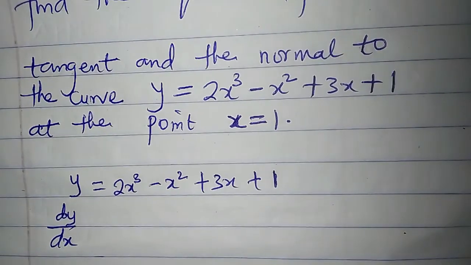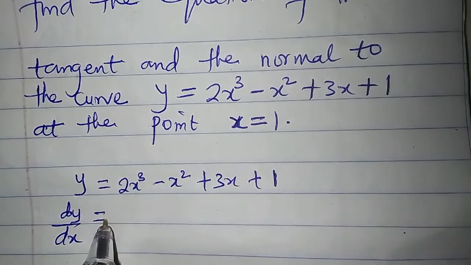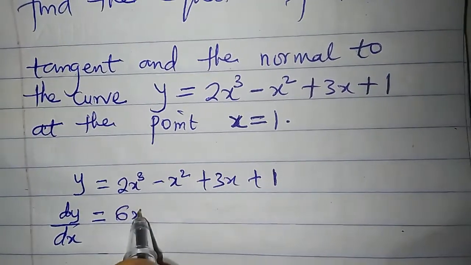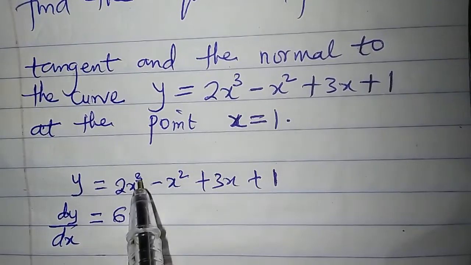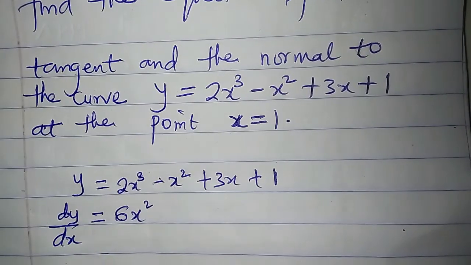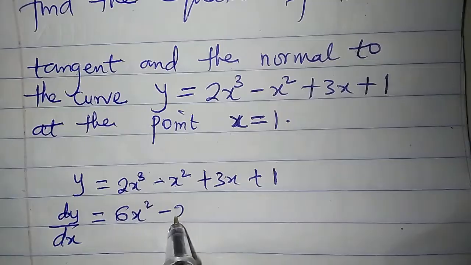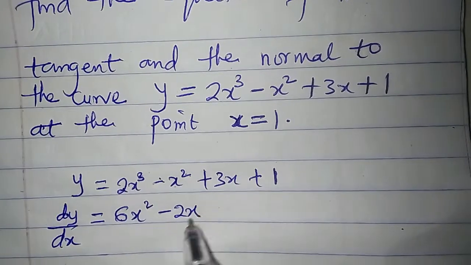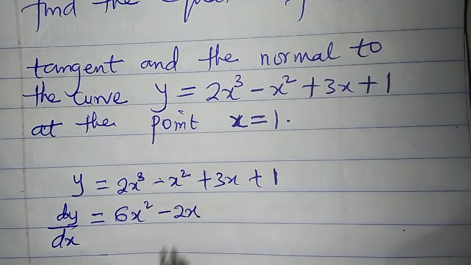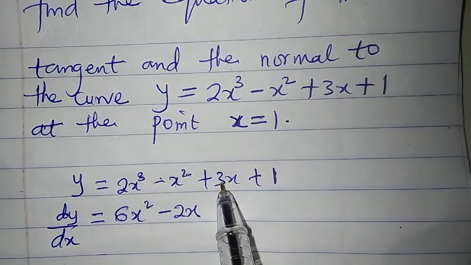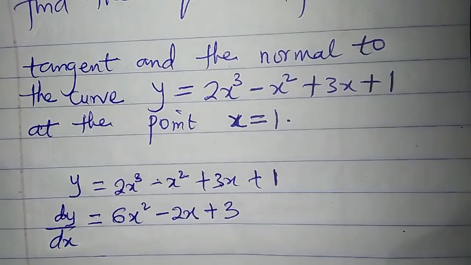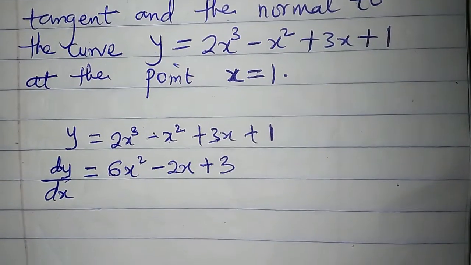So what is the dy dx function of this curve? Let's differentiate. Differentiate 2x cubed to get 6x squared. 3 times 2 is 6. 3 minus 1 is 2. Differentiate minus x squared and we'll get minus 2x. Alright? 2 times minus 1 is minus 2. 2 minus 1 is 1. Differentiate 3x and we'll get 3. Differentiate 1 to get 0. This is the gradient function.